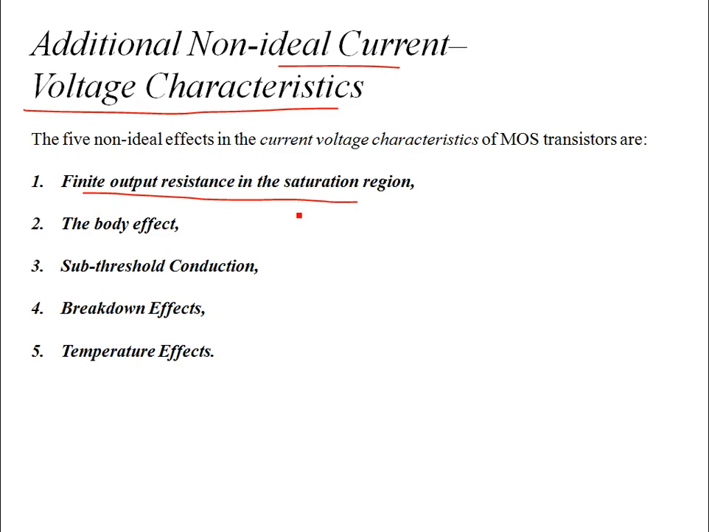So one is that you have a finite output resistance, and then there is a body effect, which we are going to discuss later on. The body effect is that if you are having more than one PMOS or NMOS device on a single substrate, then owing to the non-uniform length of the channel, you have a variation in the threshold voltage. That might degrade the performance of the device. And then you have sub-threshold conduction effects, breakdown effects, and temperature effects, which we are going to discuss in detail one by one. So let's start with the first one, finite output resistance.